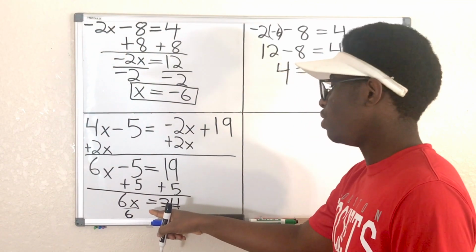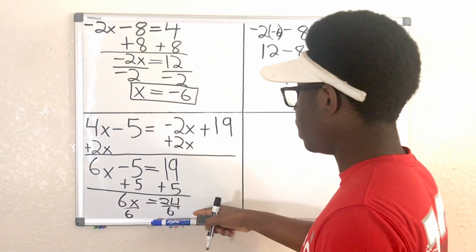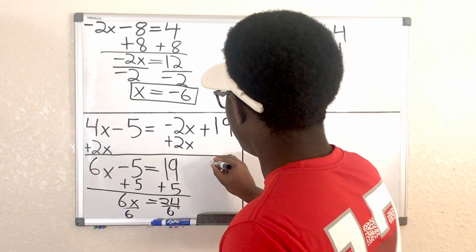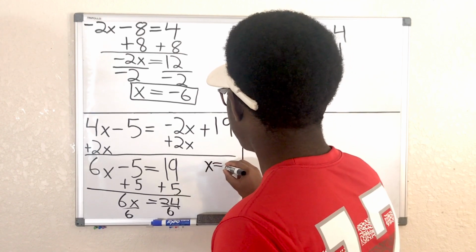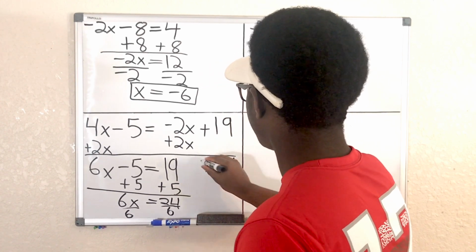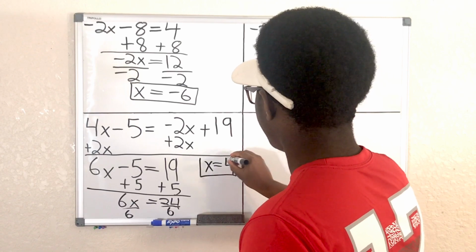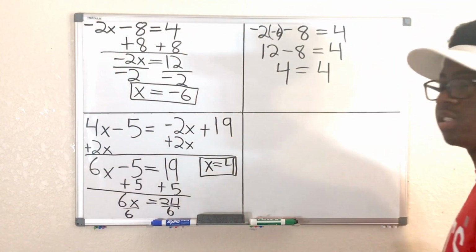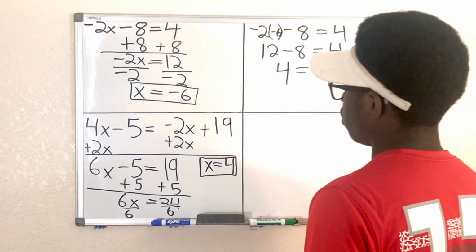So now that we have this set up, 24 divided by 6 is 4. So now we have x is equal to 4. Of course, as always, I like to check over my answers to make sure that they're correct.